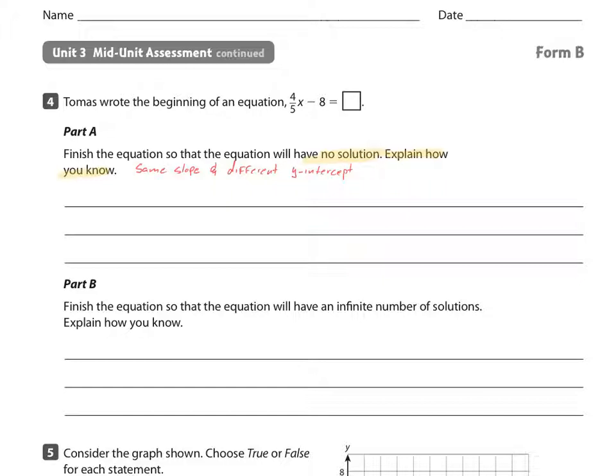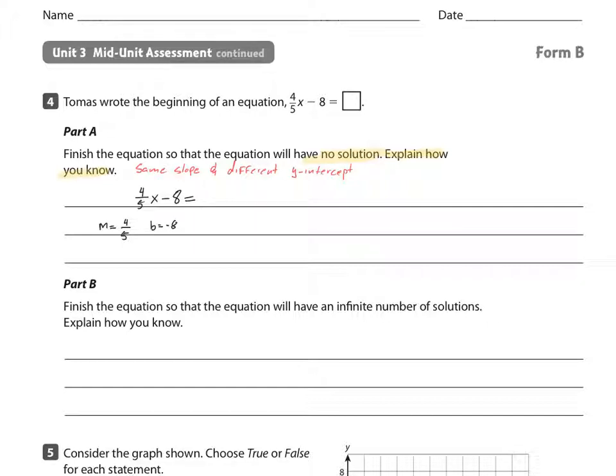So we already have 4/5x minus 8 equals, and even though the box seems like it only fits one term, we actually don't care about the size of that box. You put anything you want. So for the left one, we already have that the slope is equal to 4/5, and the y-intercept is equal to negative 8.